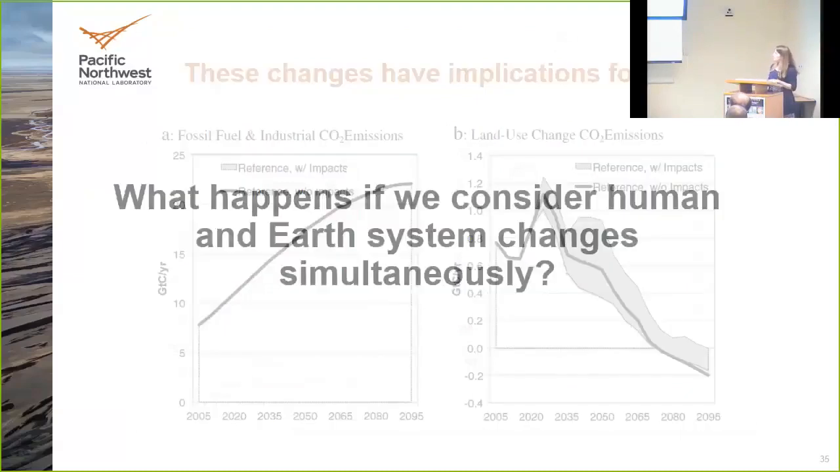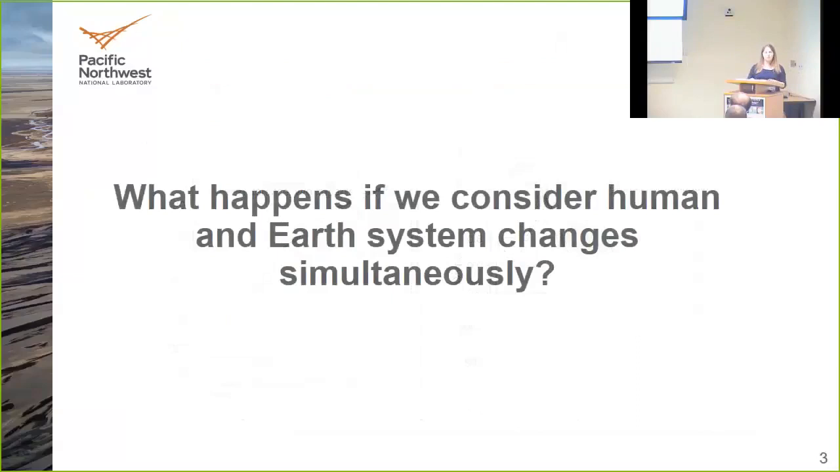So that's what happens if you change the Earth system and account for those effects on humans. And so the last thing I'm going to do is put those two things together. So my first study was, what if we're evolving and that's affecting climate, but we're not going to account for that? The second one is, what if the climate is evolving? Now, this third one is, what if you do those two things simultaneously?